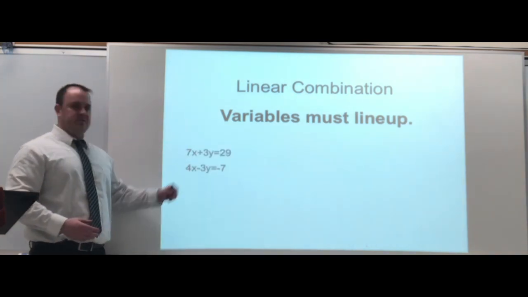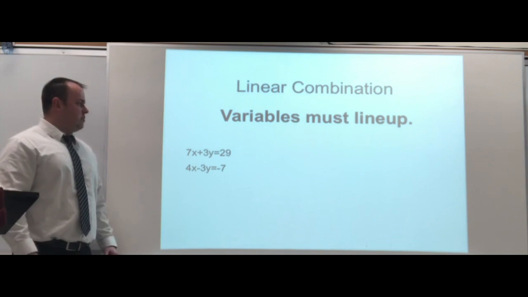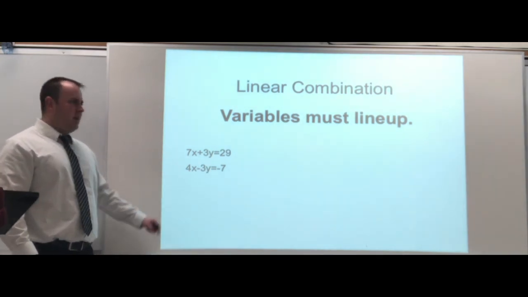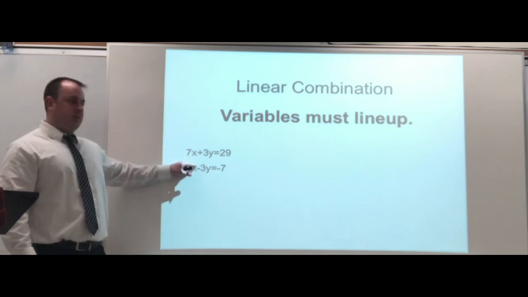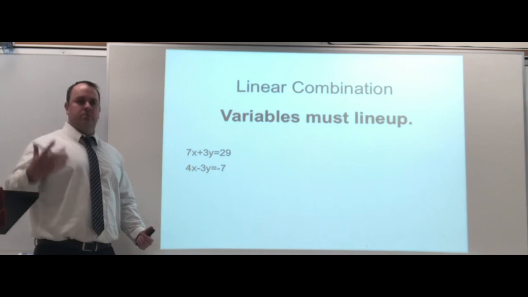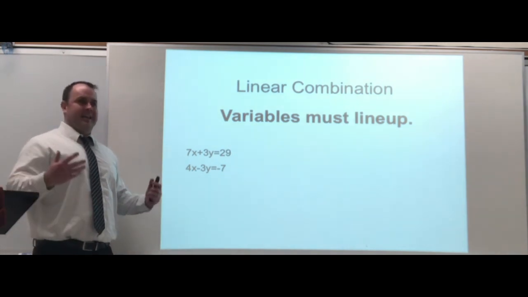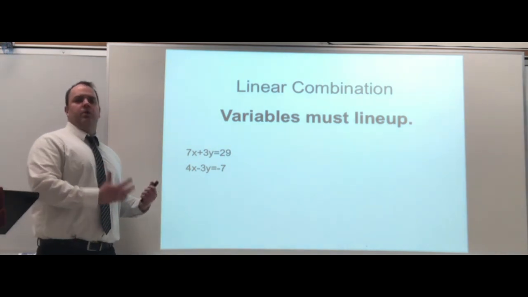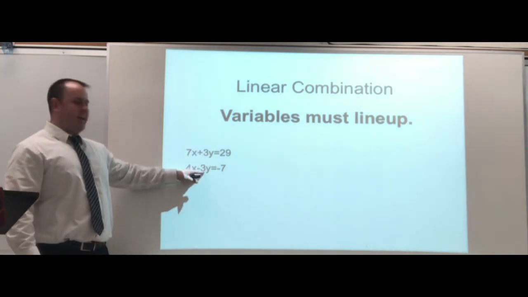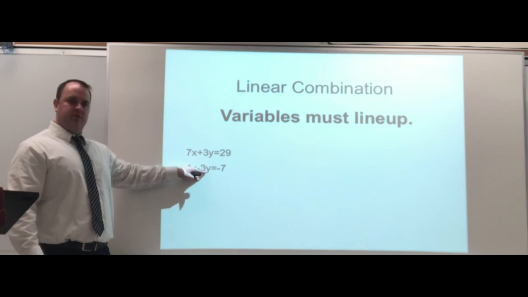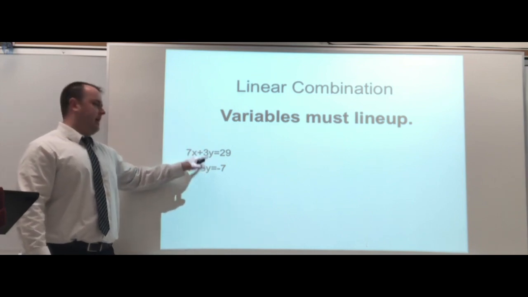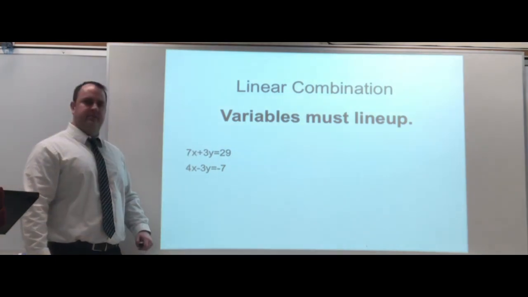So if you're looking at the problem, 7x plus 3y equals 29, 4x minus 3y equals negative 7, we can combine these two equations together by adding or subtracting them. You need to do some mental math, problem solving, and think elimination. I want to eliminate one of the variables. We have 3y and negative 3y. If you add those together, they add to 0. That's the elimination part right there. Getting them to 0 eliminates the y.